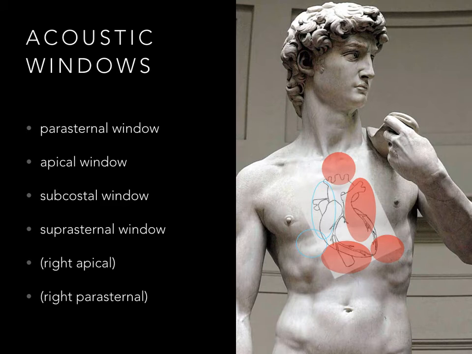Right parasternal and right apical windows, shown in blue on the image, are used to investigate certain conditions like congenital abnormalities.